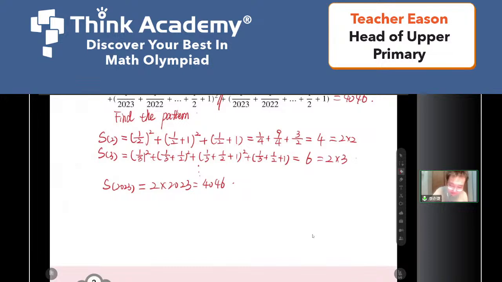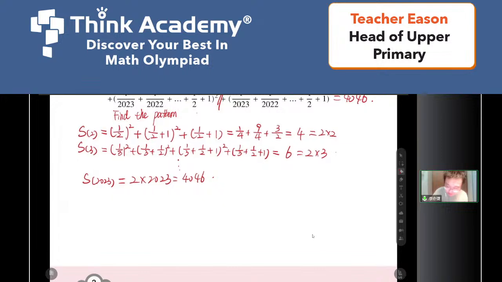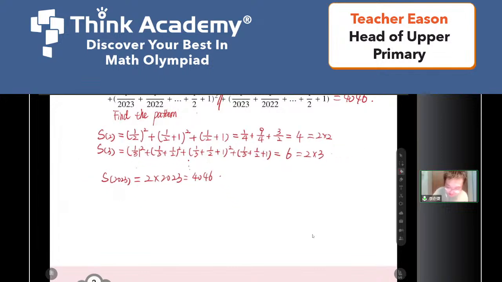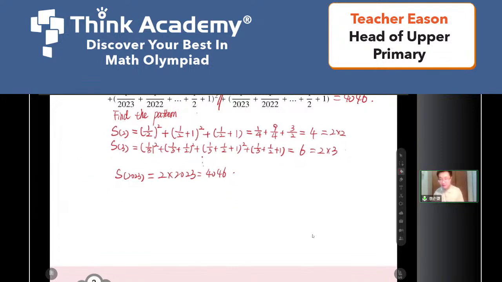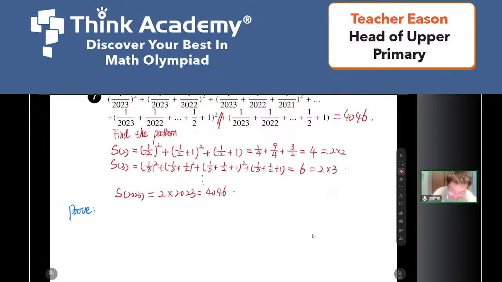For this question, you just need to know: for a complex question, try to start with the easiest number to find a pattern and guess the answer out. The proof, look at this. Instead of proving each one, I just want to find the difference of two adjacent sums.